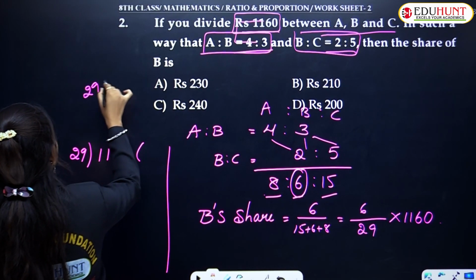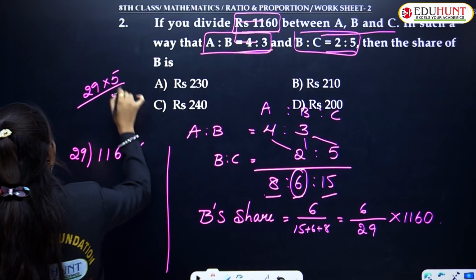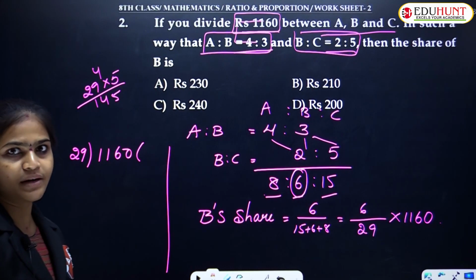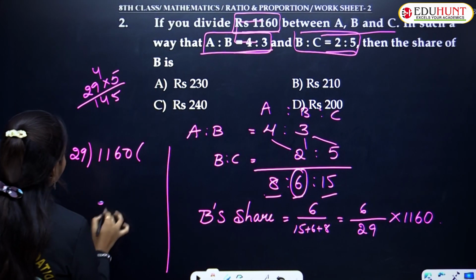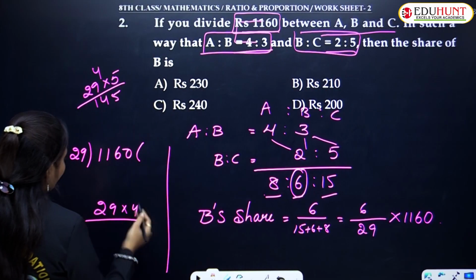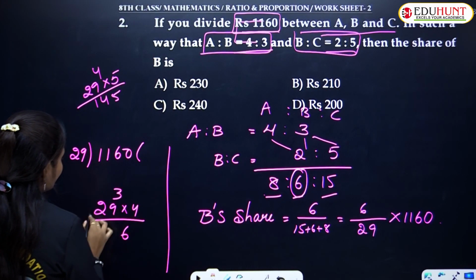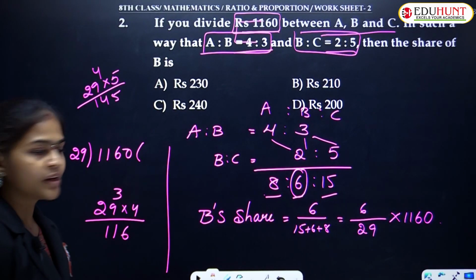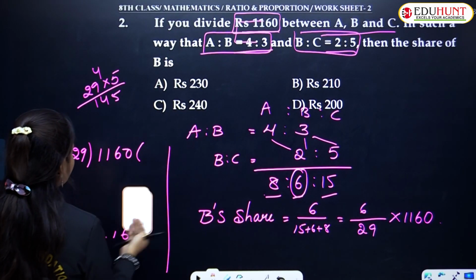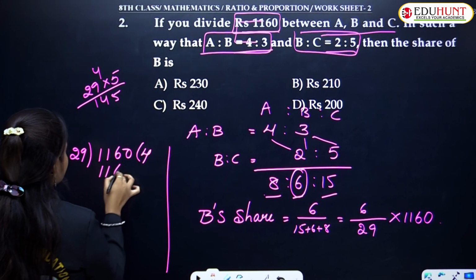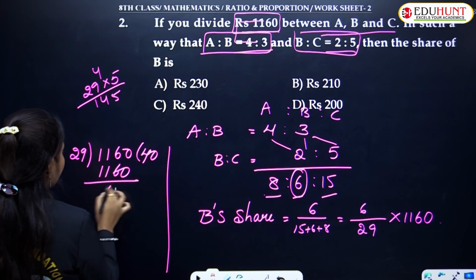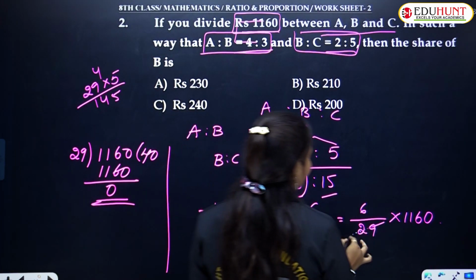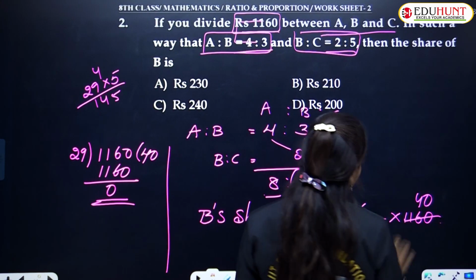So 29 into 5. 5 9s are 45, 5 2s are 10 plus 4 is 14, which is more than 116. So you have to go for 29 into 4. 4 9s are 36, 4 2s are 8, 8 plus 3 is 11, so we got 116 now. So 29 into 4 is equal to 116, and keep that 0 here also 0, and the remainder is 0. So 29 40s are 1160.